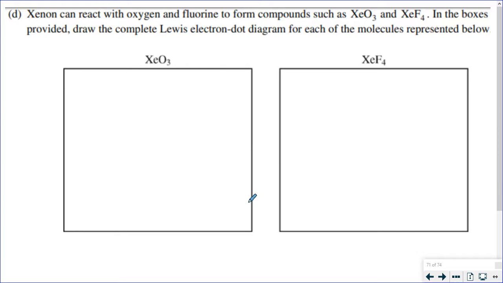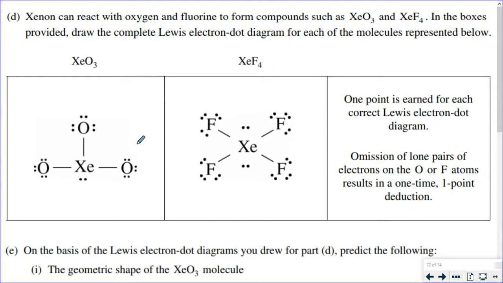Let's look at our drawings. I'll just jump right to our structures. If you drew your structure for xenon like this, for your xenon trioxide, you would get your points. If it looks like this, you get your points. You get 1 point for the correct structure for both of them. So they both have to look like this for your points. And if you accidentally forgot a lone pair of electrons, you would miss 1 point one time.